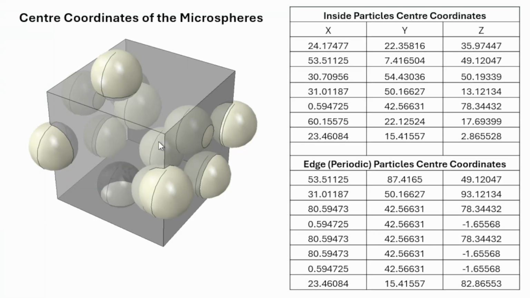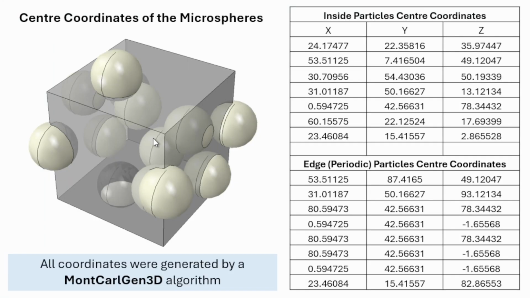What I've done is use software that I've created, called Monte Carlo Gen 3D, which is available for you to download. You can look in the description section of this video to see how you can get hold of that. But for this video, we are going to work with these different coordinates. I've got coordinates for the inside particle center coordinates. So there are particles or microspheres within the system.